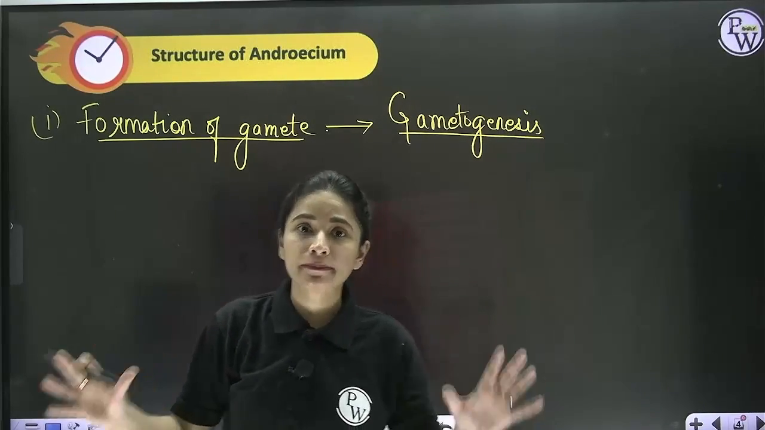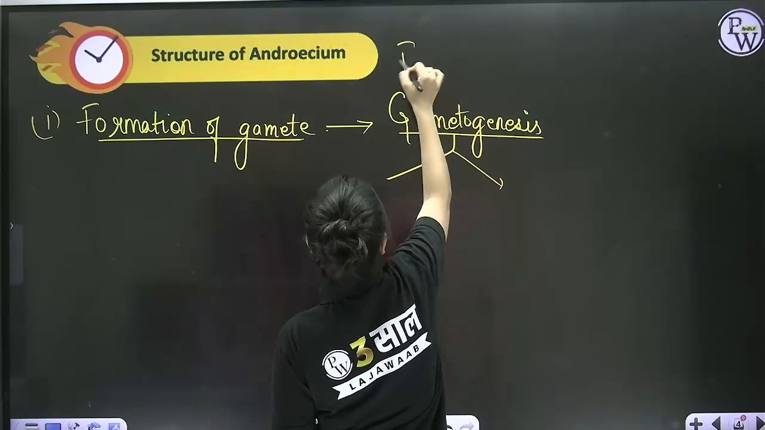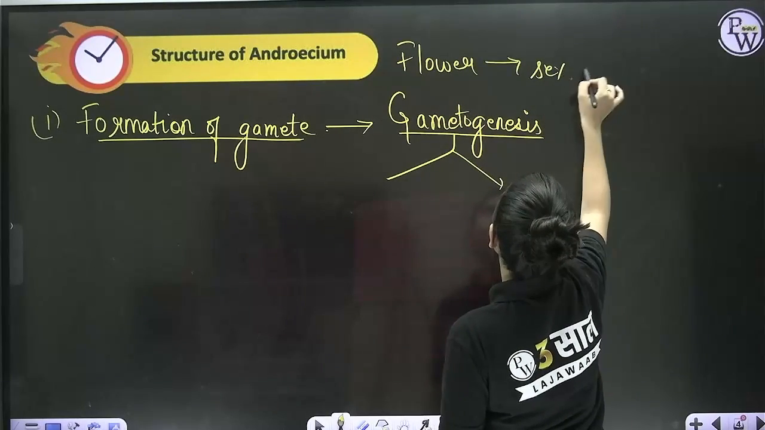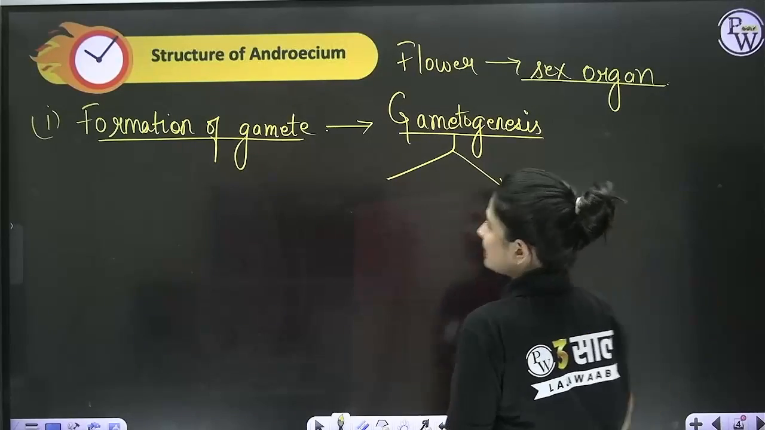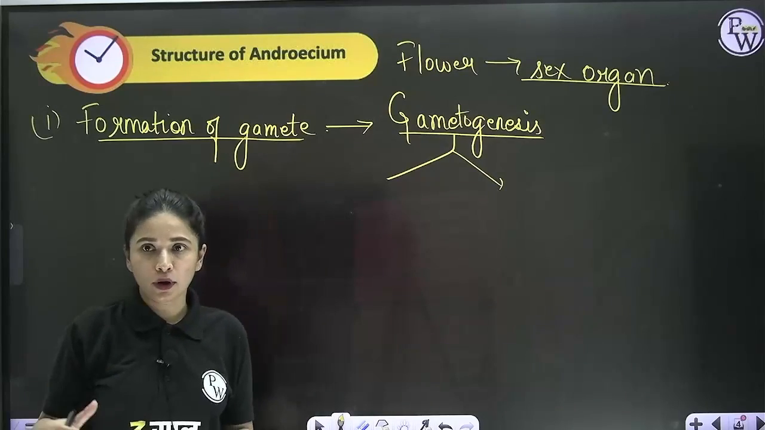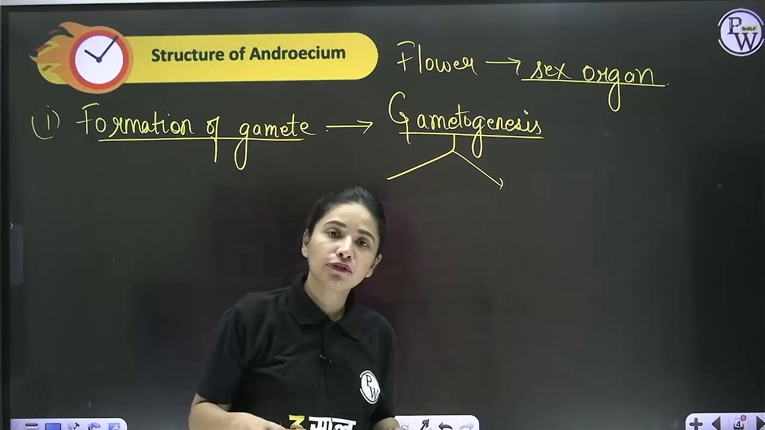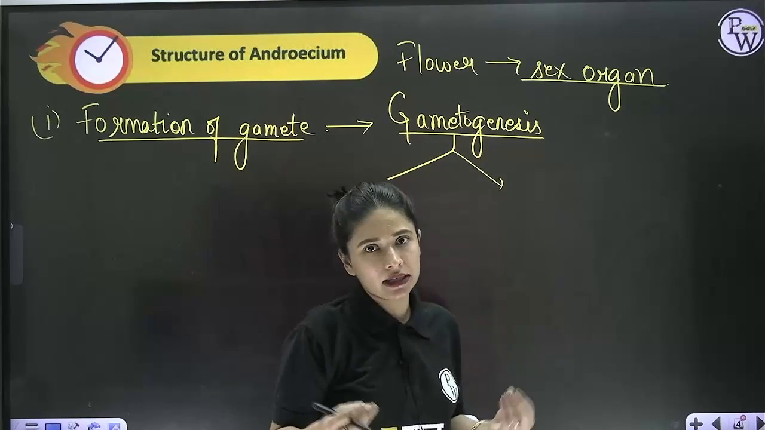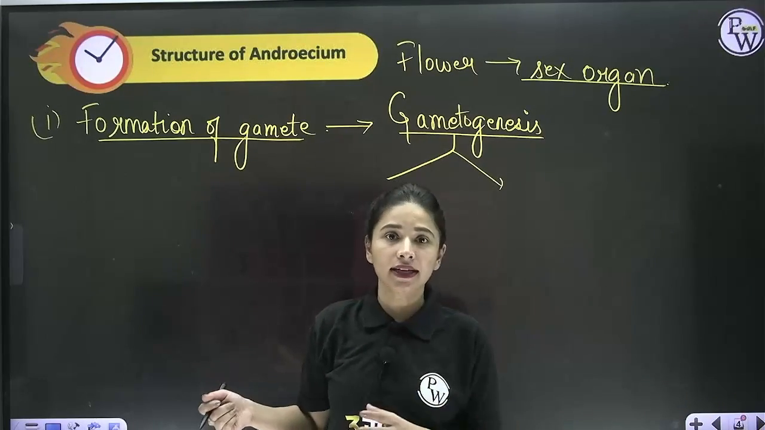So two types of gametogenesis take place within the flower. So always remember beta, flower is the sex organ of the plant. What is flower? Flower is the sex organ of the plant where all these processes of sexual reproduction take place, correct? Now in the flower, there are four main whorls, or four parts, out of which two are essential whorls and two are non-essential whorls.